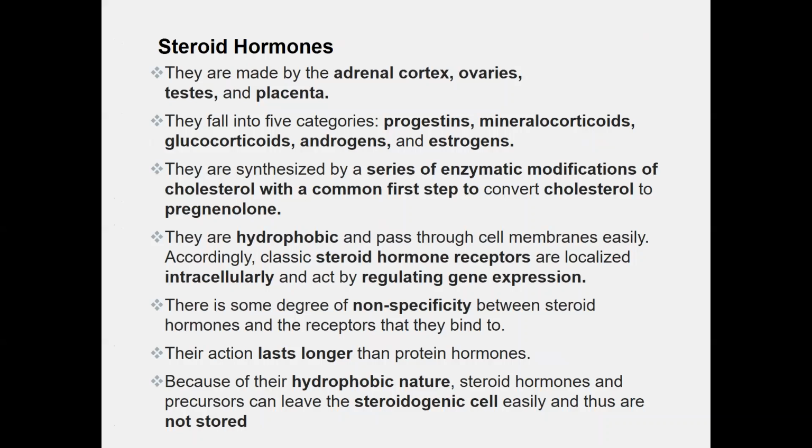The second type of hormones is the steroid hormones. The steroid hormones are produced in the adrenal cortex, ovaries, testes, and placenta. These hormones are synthesized by a series of enzymatic modifications of cholesterol, so the precursor in the synthesis of steroid hormones is cholesterol. These hormones are hydrophobic, so they can cross the cell membrane easily, and they act on intracellular receptors to enhance the expression of various genes. The steroid hormones show some degree of specificity toward receptors.